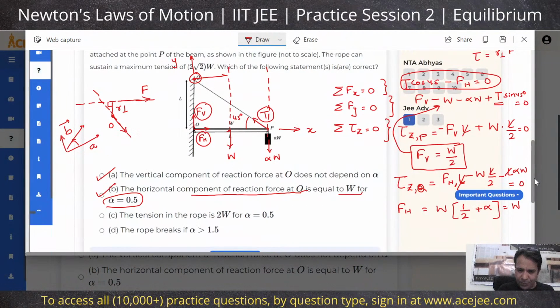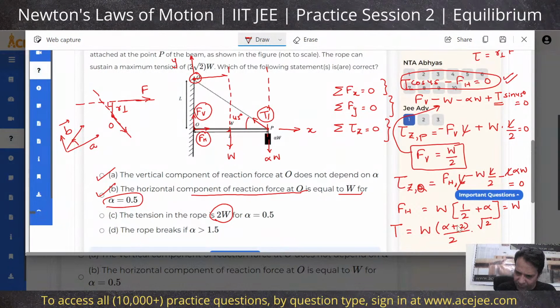The last part is figuring out the tension. You can use this equation. T cos 45 equals Fh, so T is equal to Fh, that is W into L by 2, divided by cos 45, that means into root 2. Wonderful. So what does it say? The tension in the rope is 2W, if alpha is half.